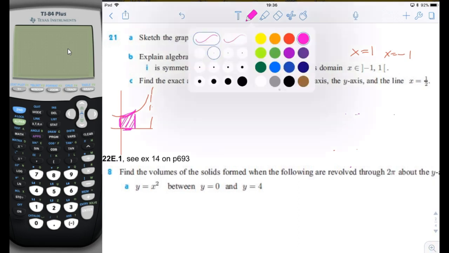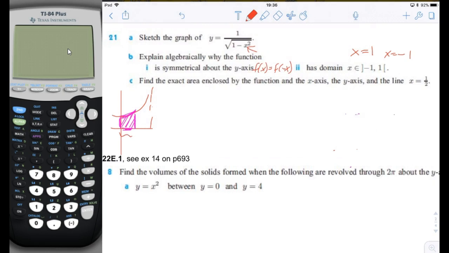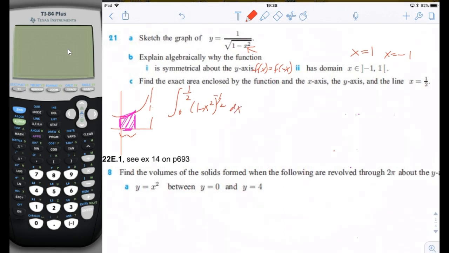And we can find that area by doing an integral from x equals 0 to x equals 1/2, which is the domain here, and then you plug in the function itself. I'm going to write it as a power because it's easier to take the integral of. I'm going to actually make this into the numerator, so it's 1 minus x squared to the negative 1/2, right? And dx. So what does this remind you of?